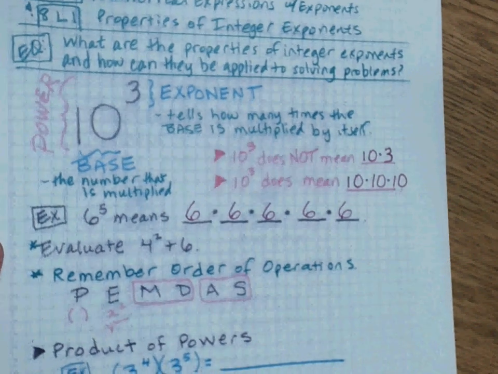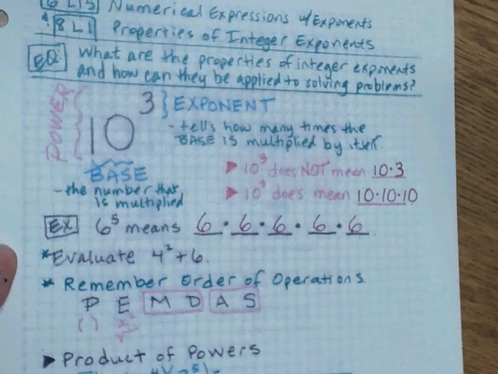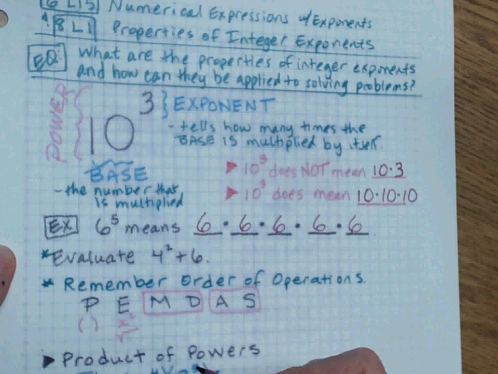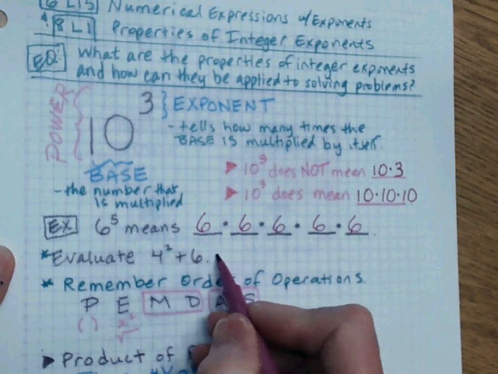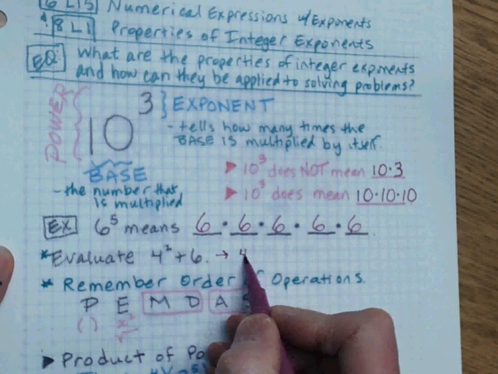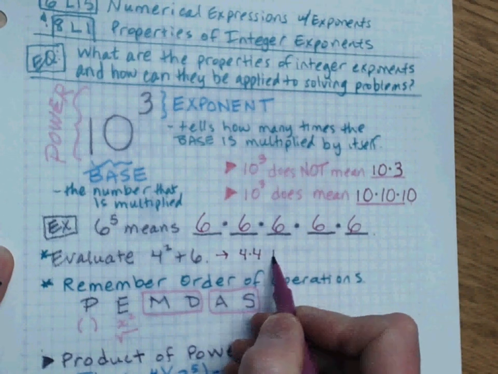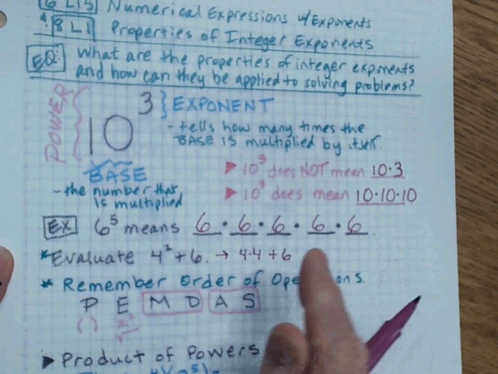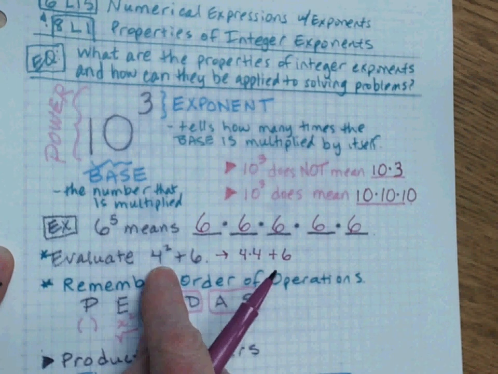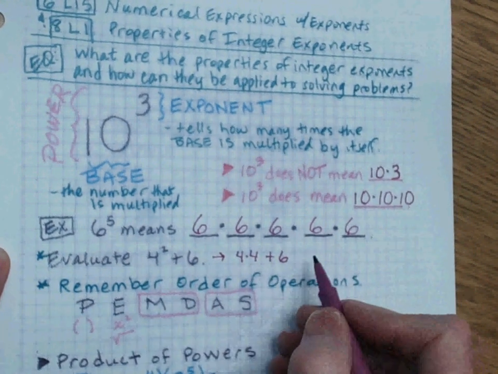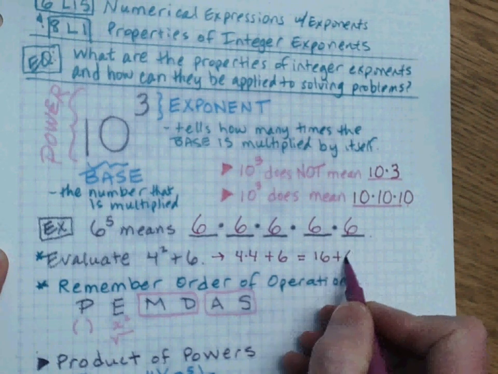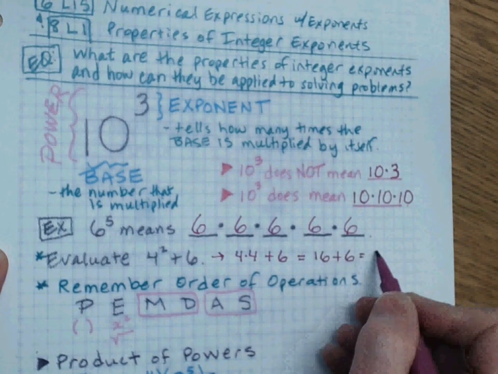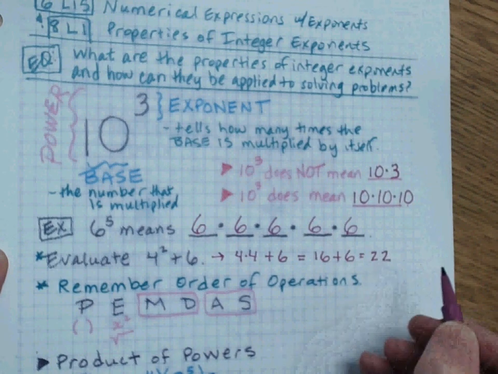Sometimes when you have to evaluate expressions, you have to remember your order of operations. For example, if I have 4 squared plus 6, it means 4 times 4 plus 6. In the order of operations, you would always do that exponent first. 4 times 4 is 16, plus 6 equals 22.